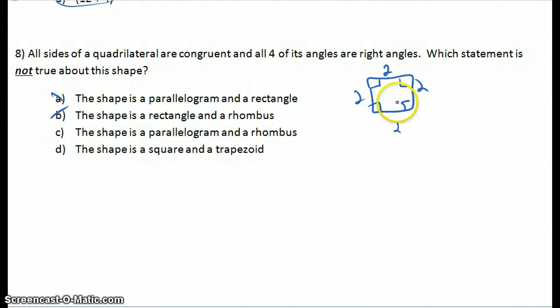The shape is a parallelogram and a rhombus. Okay, these lines are parallel, as are these, and all the sides are equal, so it is a rhombus. It says the shape is a square and a trapezoid. It is definitely a square, but a trapezoid only has 1 set of parallel sides. This one has 2. It's a parallelogram, not a trapezoid. The answer is D.